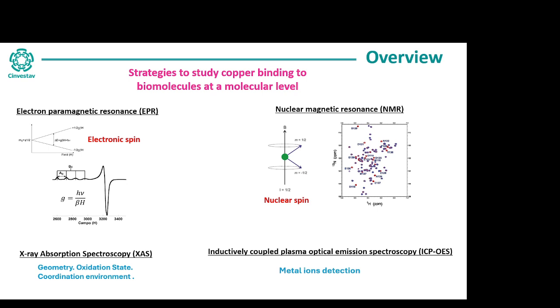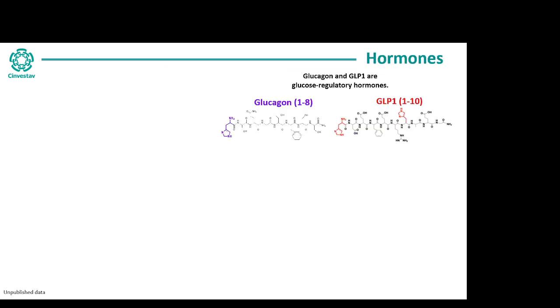Another example of spectroscopy is ICP-OES. In this case, it's a general method that detects metal ions. In fact, it detects metal ions, but we don't know the oxidation state, though we can see the different elements inside the sample. This is an example for hormones. Hormones are in different parts of the organism. In this case, we can check glucagon and GLP-1.